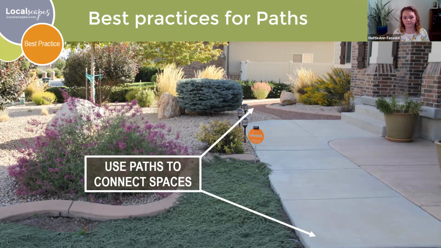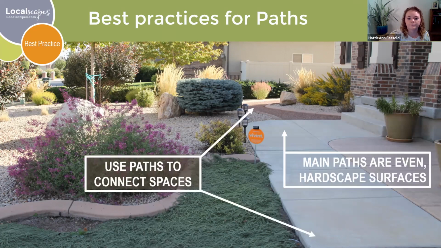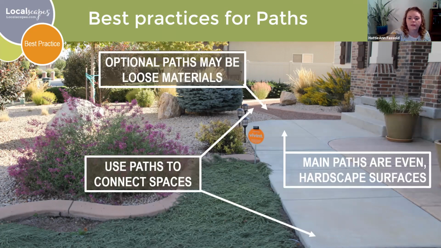So that pathway with the concrete there is between probably their driveway and their front door. And then they have a secondary pathway that's going from their front door over to their side yard and then backyard probably. So use those pathways to connect the spaces, but also use the correct materials. Yeah, so we talked about that. Have the main pathways be the hardscape surfaces, and then other pathways being a little bit more of your looser materials.